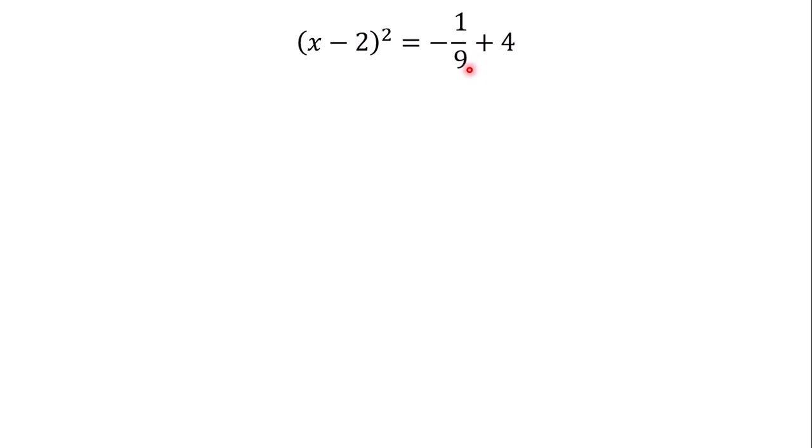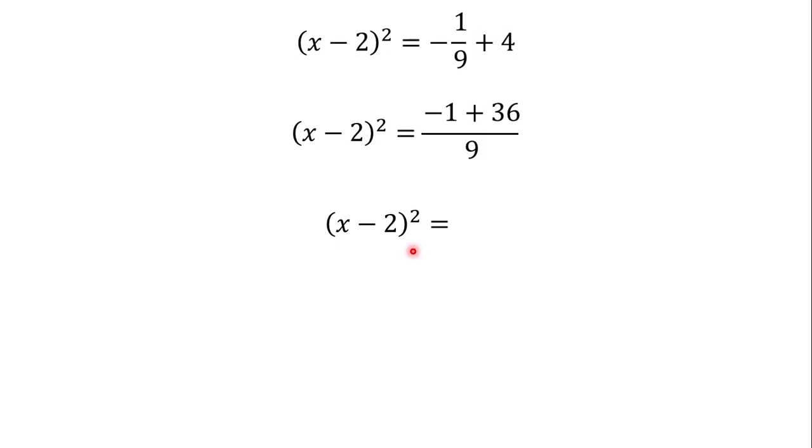Okay, here let's simplify this side. Before we take roots of both sides, let's first simplify this side. Now 9 times 4 will give us 36. So you have minus 1 plus 36, which will give us 35. So you're going to get (x minus 2) raised to the power 2 is equal to (minus 1 plus 36) divided by 9. As I said, this and this will give us 35. So this one will be equal to 35 over 9.